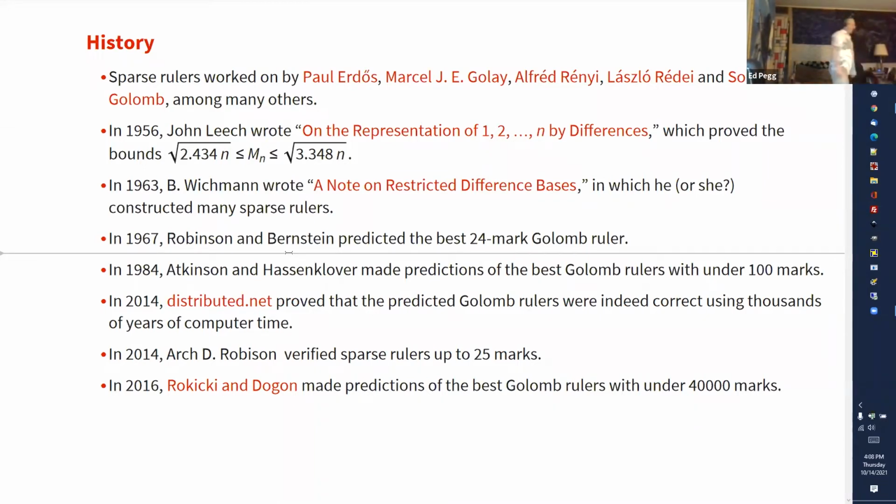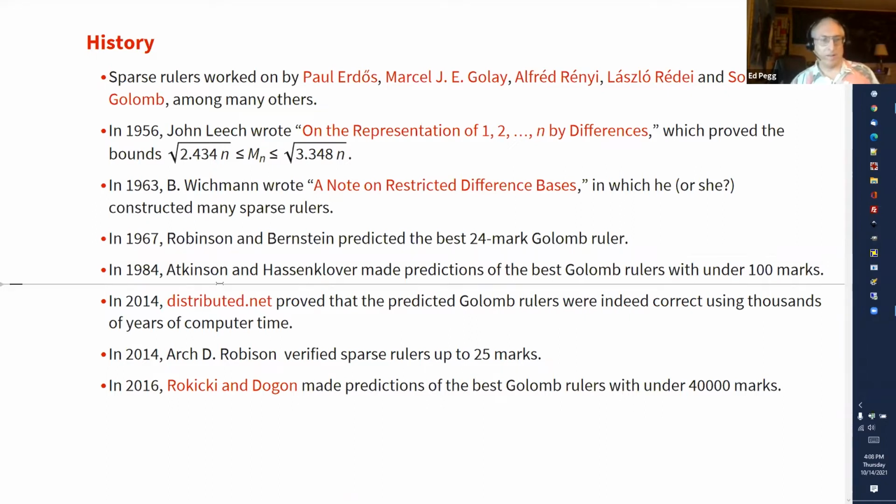All right. Okay. So, they've managed to come up with very good ways of constructing Golomb rulers based on affine and projective planes. And Atkinson and Hausenkluber managed to extend these methods, and they got some best-known Golomb rulers up to 100 marks.